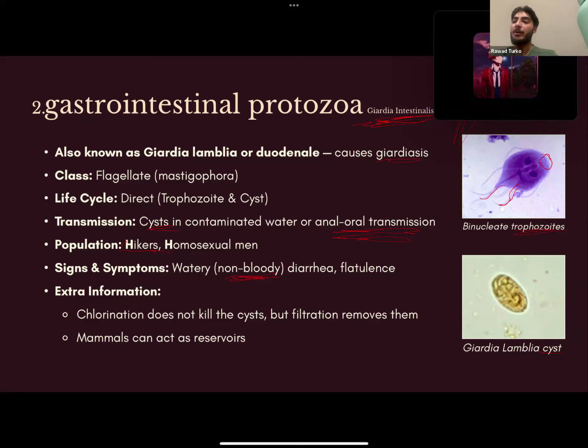Some extra information about Giardia lamblia is that chlorination does not kill the cyst, but filtration removes them. Okay, so this might be something that you get in your questions a lot, so just remember it. And mammals can act as reservoirs. Like I said, a reservoir host is somebody who just carries these parasites. Multiplication can happen, but they're asymptomatic. So any mammal can be a reservoir for Giardia lamblia.